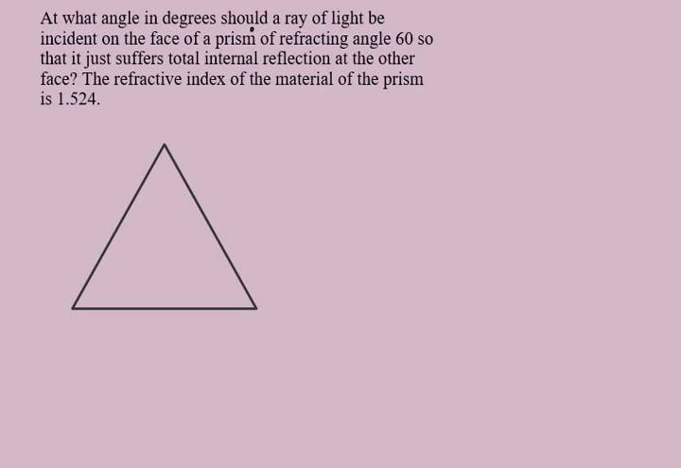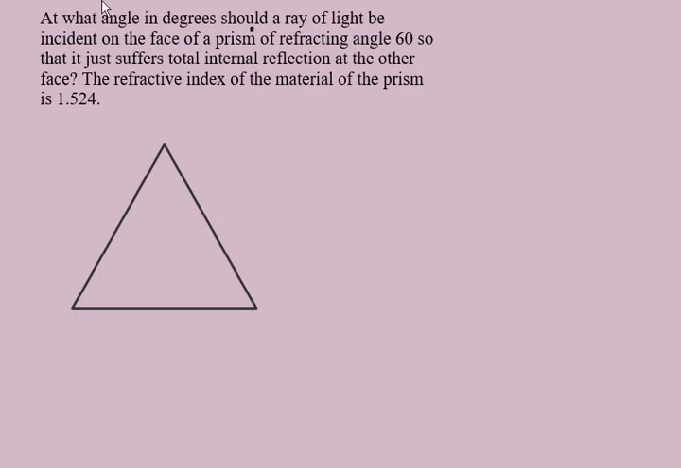At what angle in degrees should a ray of light be incident on the face of a prism of refracting angle 60 degree so that it just suffers total internal reflection at the other face? The refractive index of the material of the prism is 1.524. So let us understand this question.